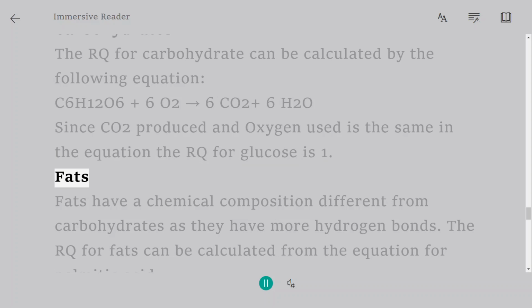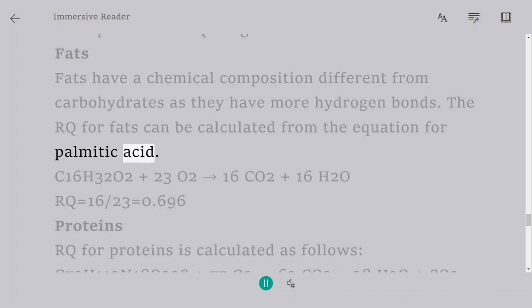Fats. Fats have a chemical composition different from carbohydrates as they have more hydrogen. The RQ for fats can be calculated from the equation for palmitic acid. C16H32O2 plus 23O2 gives 16CO2 plus 16H2O. RQ equals 16/23 equals 0.696.